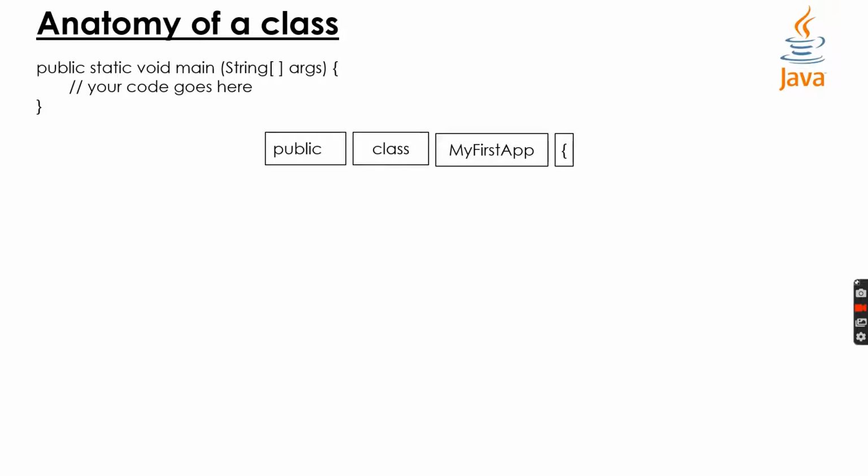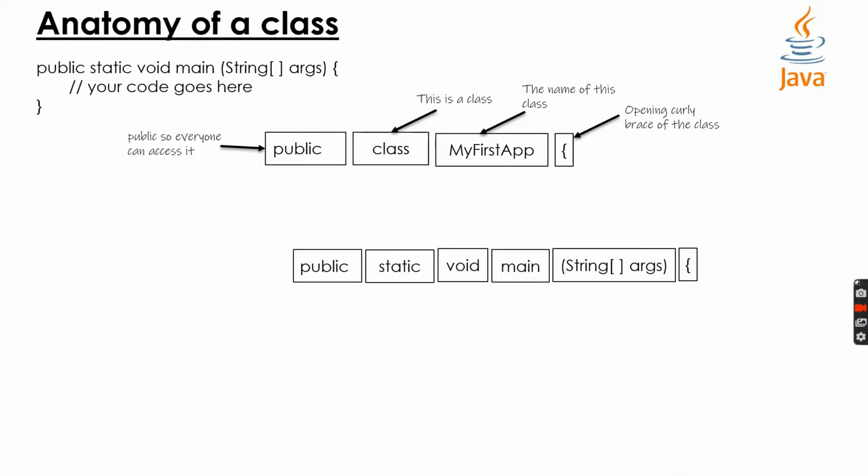So this is a public class MyFirstApp. It is public so everyone can access it. Class, this is the class. MyFirstApp is the name we give to the class, and this is the opening curly brace for the class. The second one is public static void main(String[] args). Public, so everyone can access it.